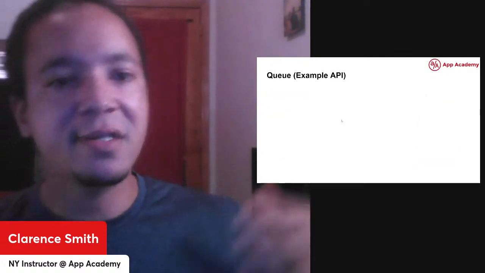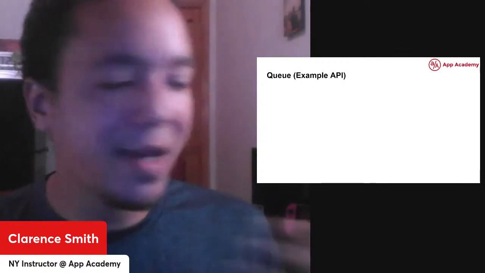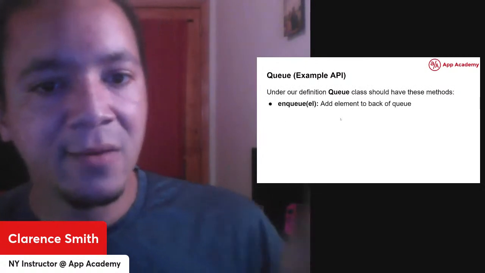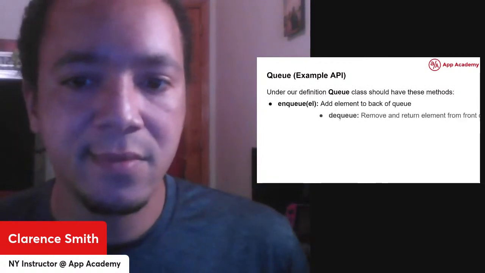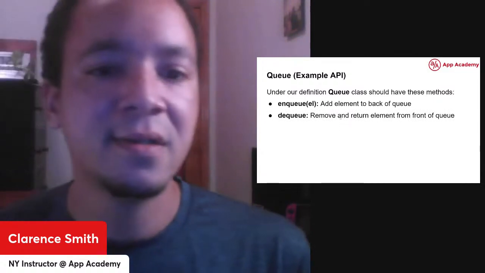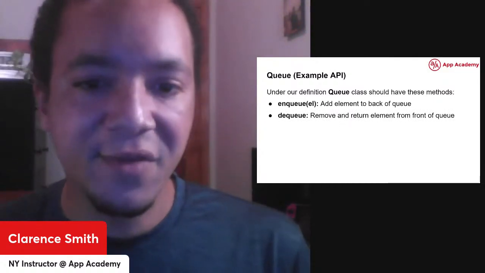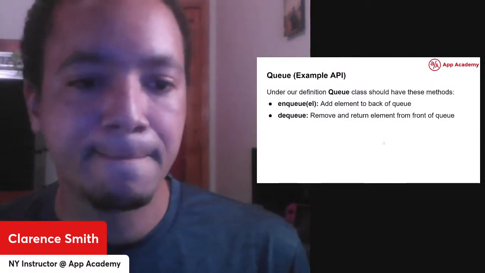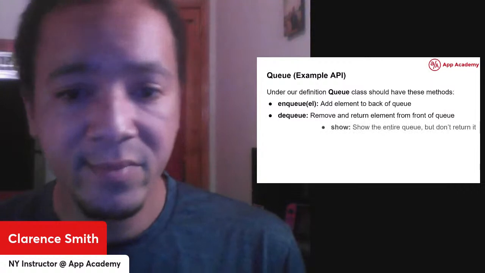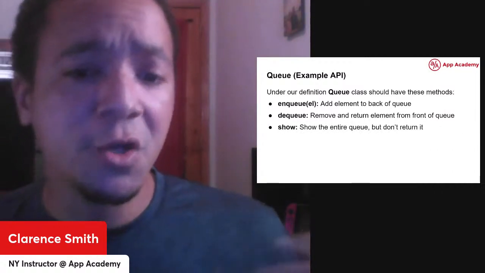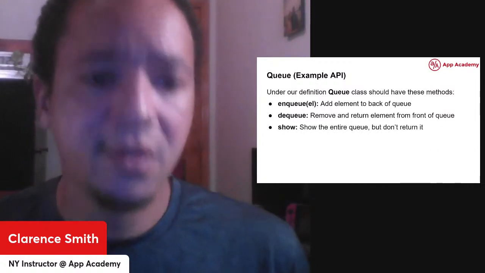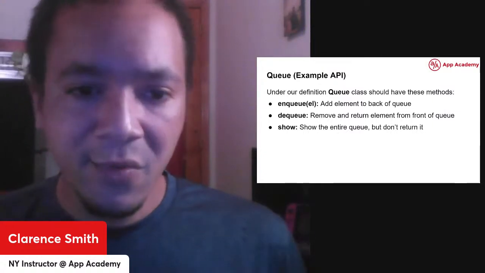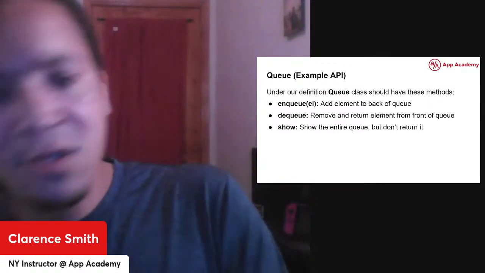All right, so here's the example API. Here's what we expect a queue to do under our definition. We need to enqueue, and we need to dequeue. So adding an item to the back of the queue and removing an item from the front. We need to have that functionality. It might also be nice to show the queue. So we're going to have a show method, and it allows us to look at the queue. We can look at who's first, second, third, and so on.